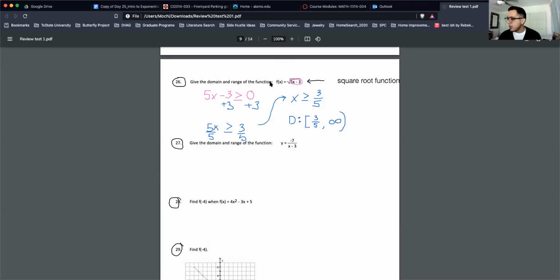And the range of our square root functions tends to be very similar to our domain. For a square root function like this, the range will always start at 0 and then always go to infinity. But if you want to know how you could get this 0 to infinity situation, you could simply plug this x value into your square root function, and then that would give you the 0.